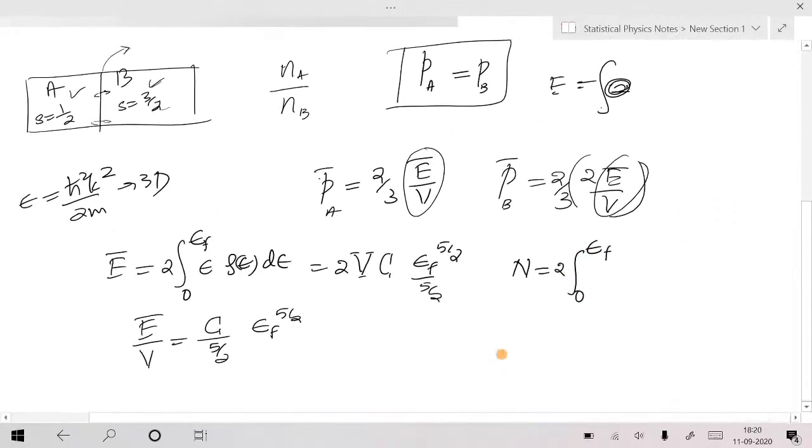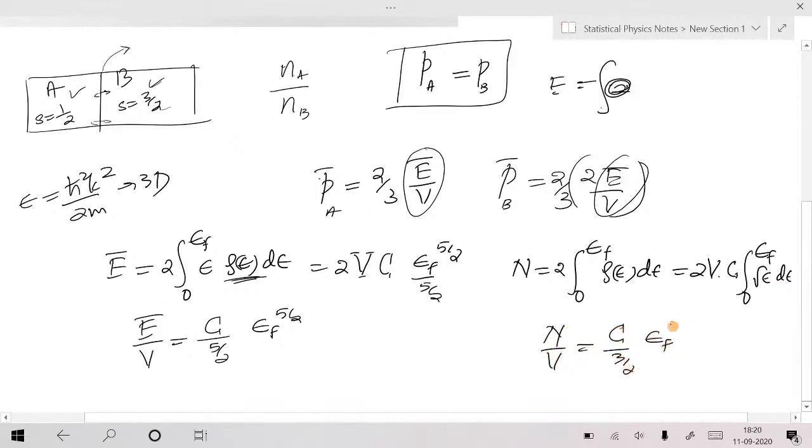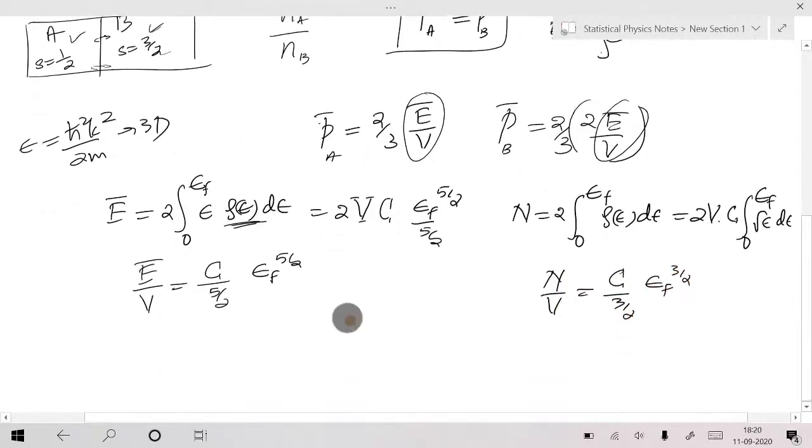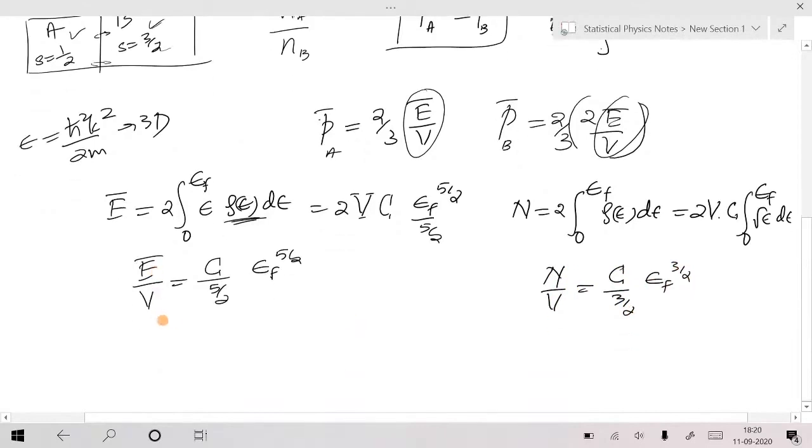Okay, integral 0 to EF of rho of E dE would be 2 times volume into the same constant, because this constant appears because of this rho of E dE. And integral 0 to EF of root E dE would be equal to the number density, where n by V would be equal to some constant divided by 3 by 2 EF power 3 by 2.